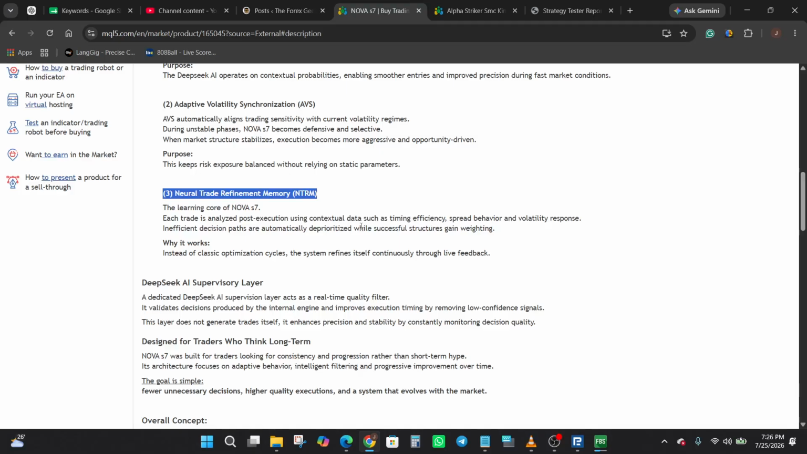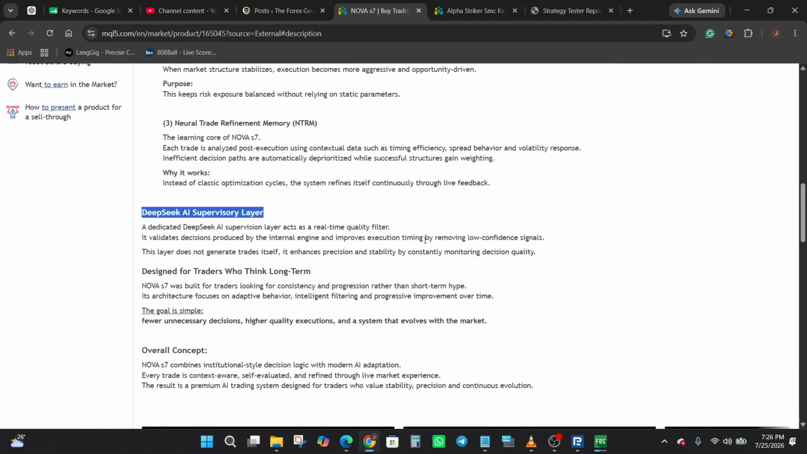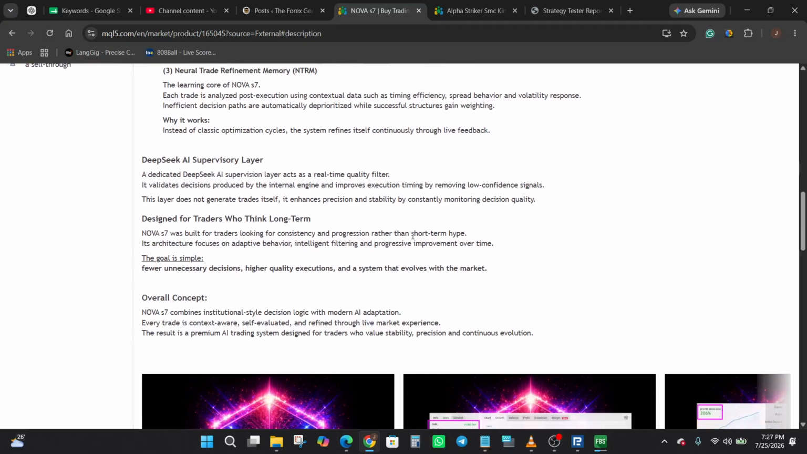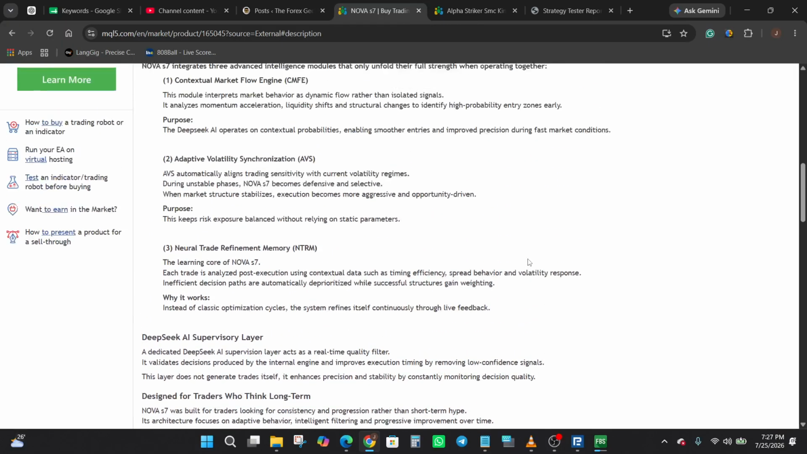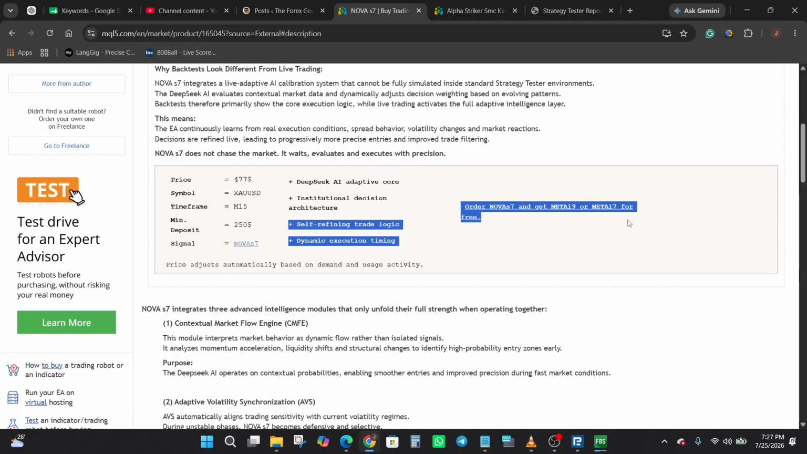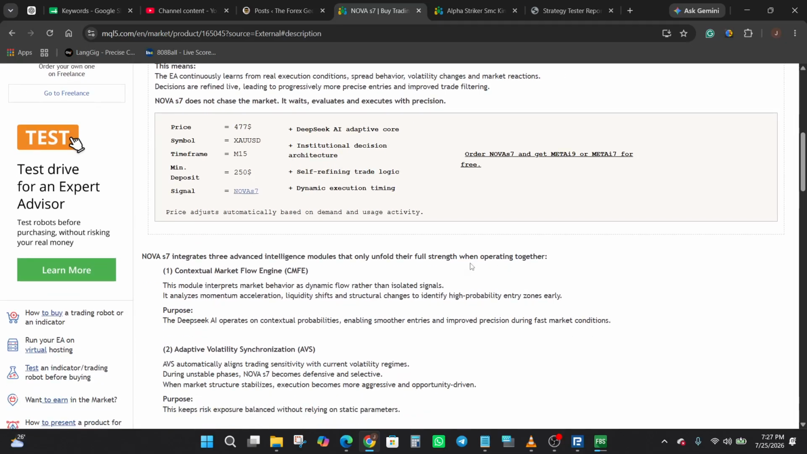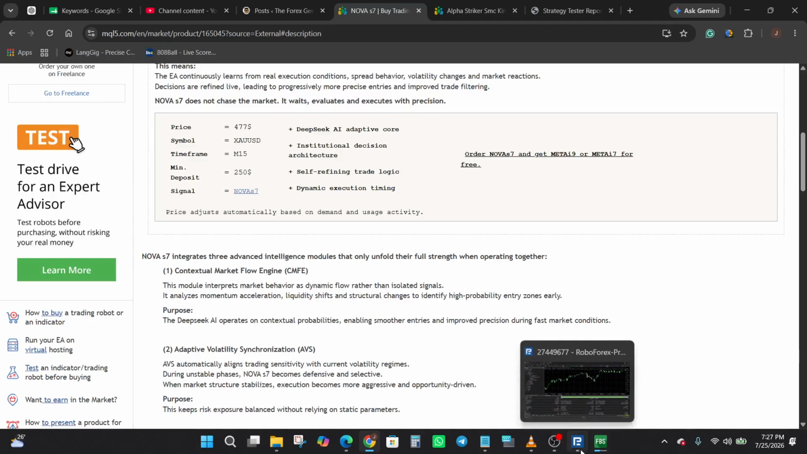On top of these sits a DeepSeek AI supervisory layer, which the page describes as a real-time quality filter that does not generate trades itself, but removes low confidence signals to improve execution timing. There is also a bonus mentioned on the page. Ordering Nova S7 currently includes either Meta i9 or Meta i7 for free, according to what is written here. And the price is described as adjusting automatically based on demand and usage activity. Now, with that live versus backtest caveat firmly in mind, let us go through the historical testing.